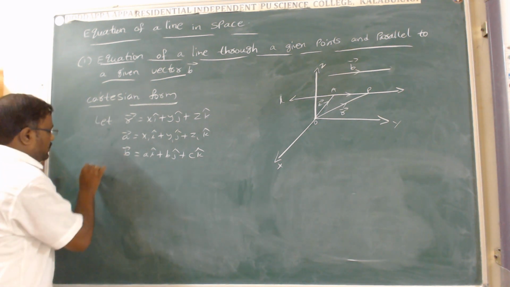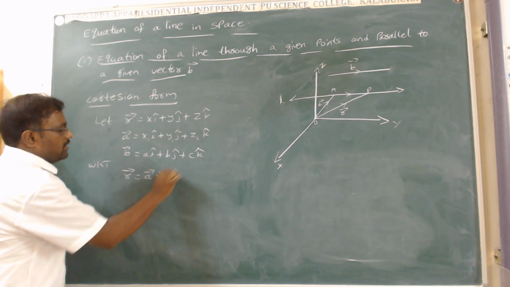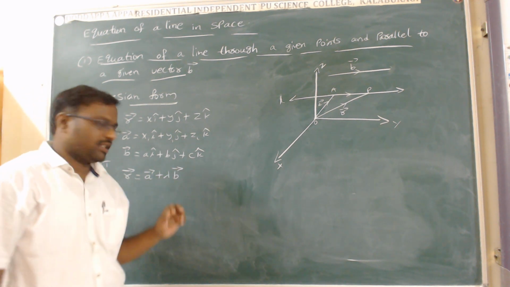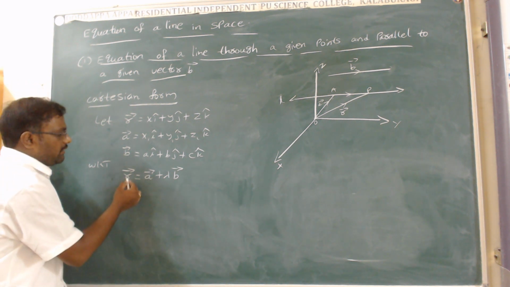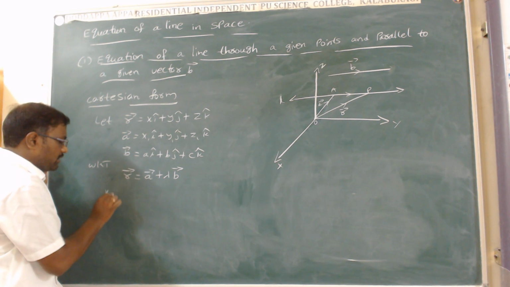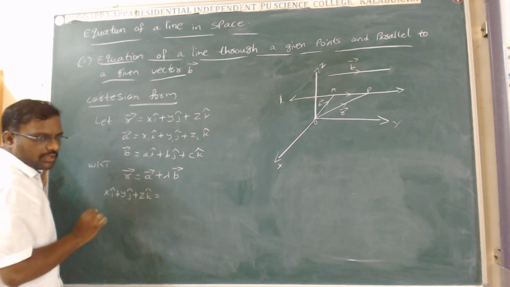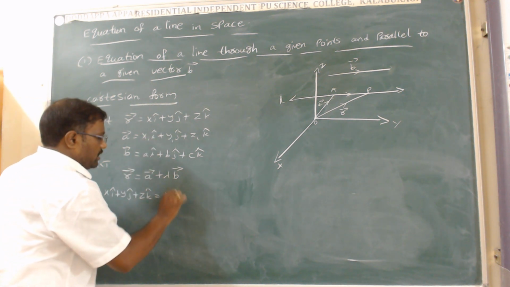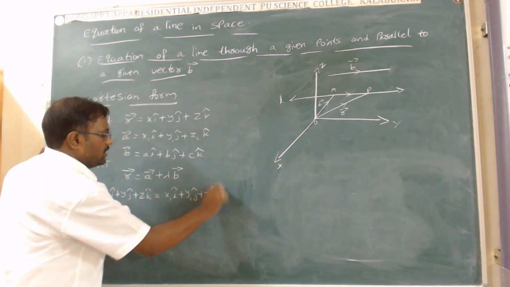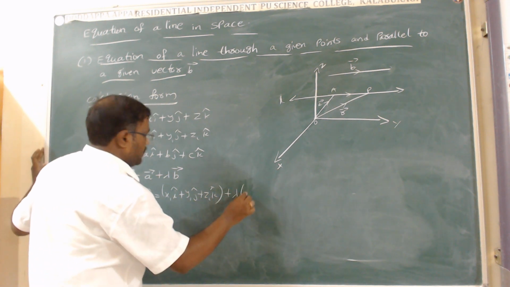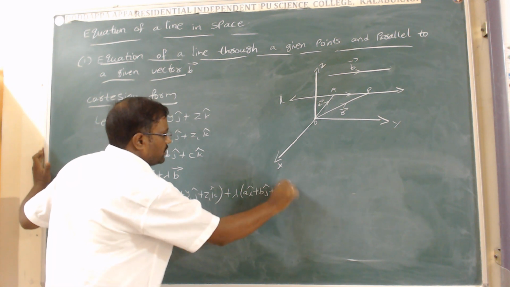Now we know that the vector equation is vector R equal to vector A plus lambda of vector B. Here vector R is xi plus yj plus zk, which equals vector A value, x1i plus y1j plus z1k, plus lambda of vector B value, ai plus bj plus ck.